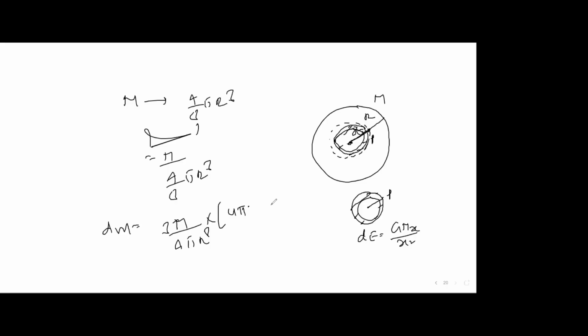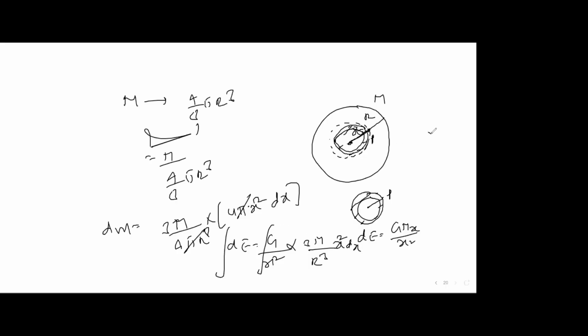4 pi x square, you can take x or r, anything. If you take x, take width dx. If you take smaller, take width dr. 4 pi x square into dx. This is the mass. Substitute over here, dE comes out to be G by x square into the whole thing substituted. 4 pi cancels out. So 3M by r cube into x square dx. And when you integrate this, under what limits?